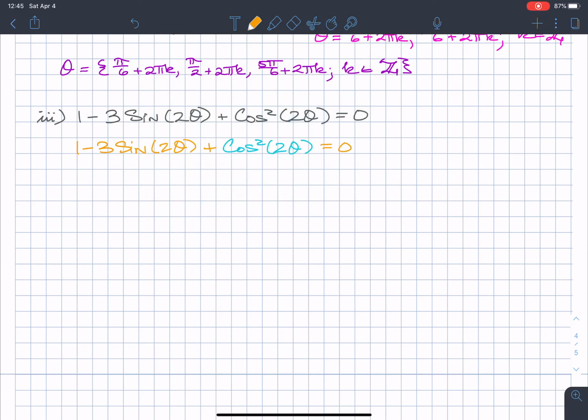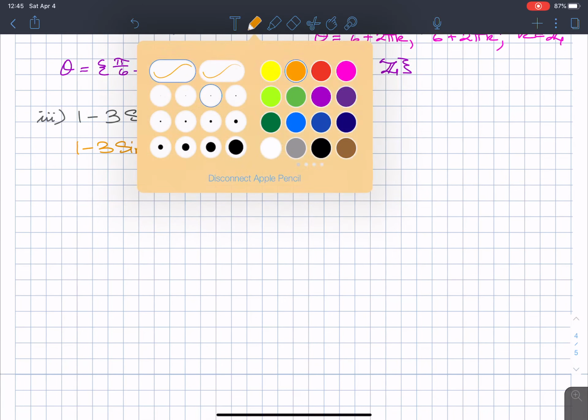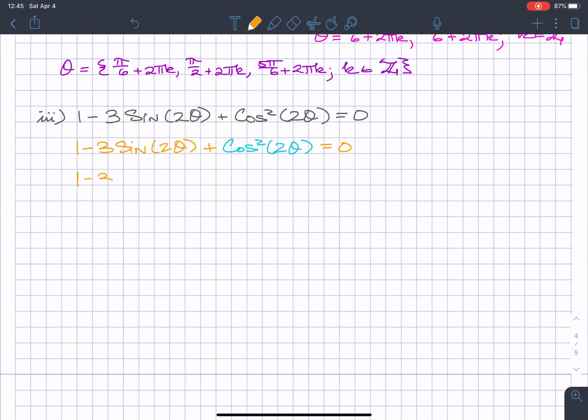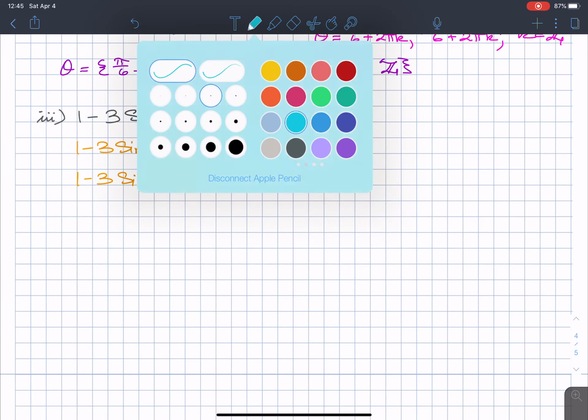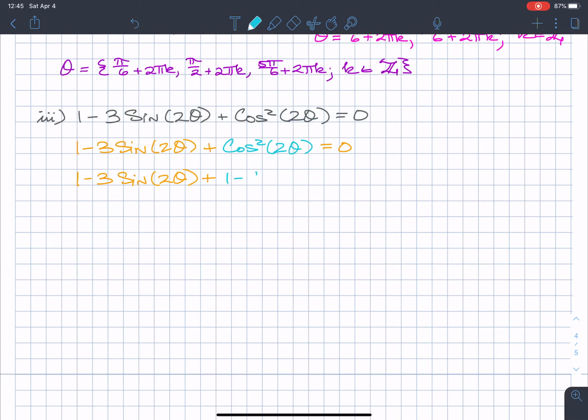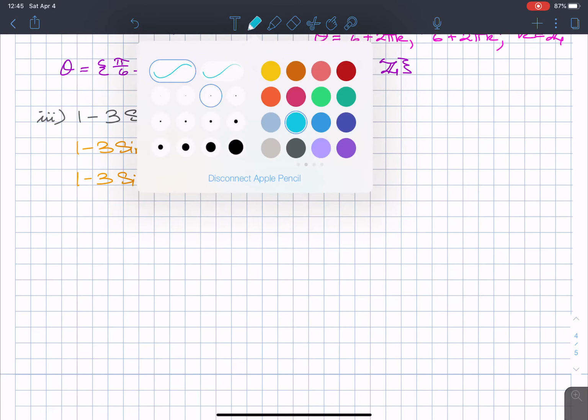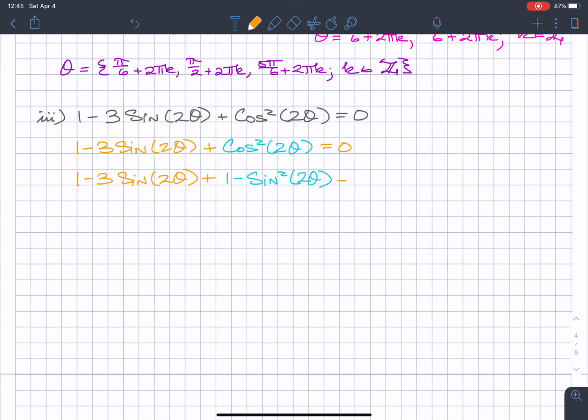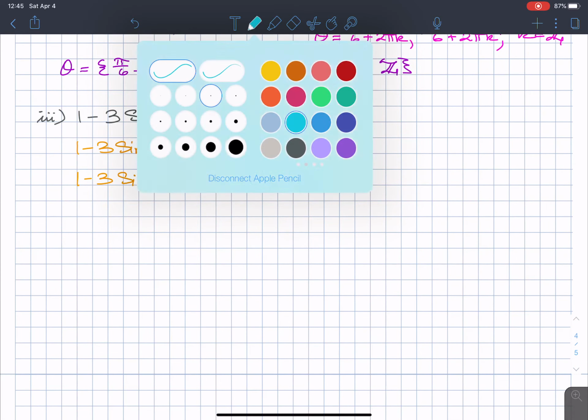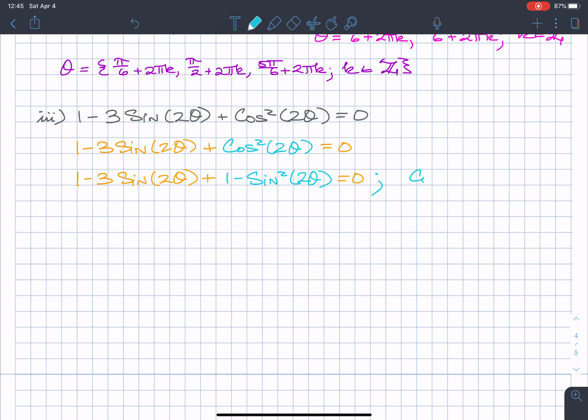So I'm going to rewrite cosine squared using my main Pythagorean identity. I know that cosine squared is 1 minus sine squared of whatever the angle is. So this is 1 minus sine squared of the full angle 2 theta. So what I've done here is I've used my main Pythagorean identity: cosine squared 2 theta plus sine squared 2 theta is equal to 1.